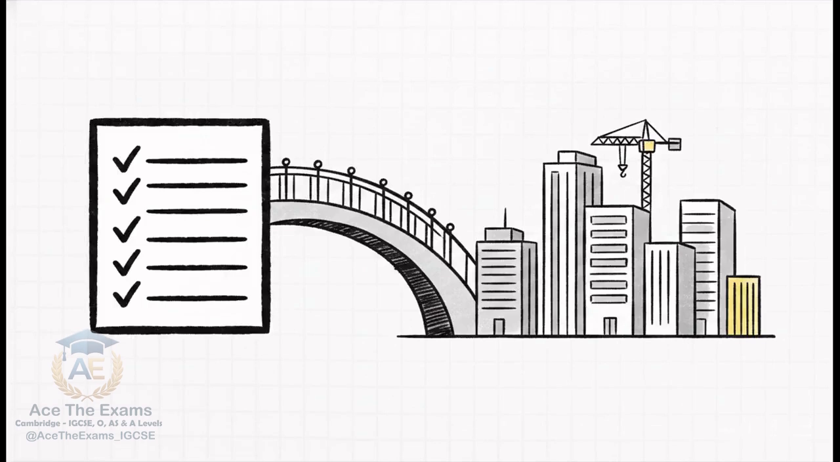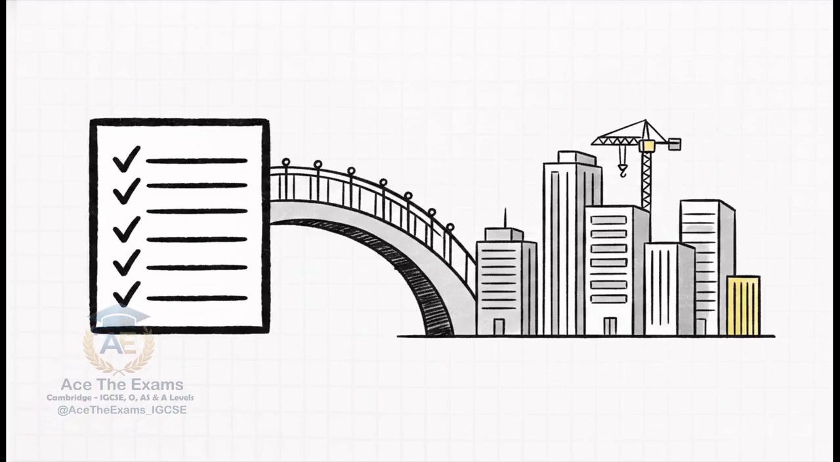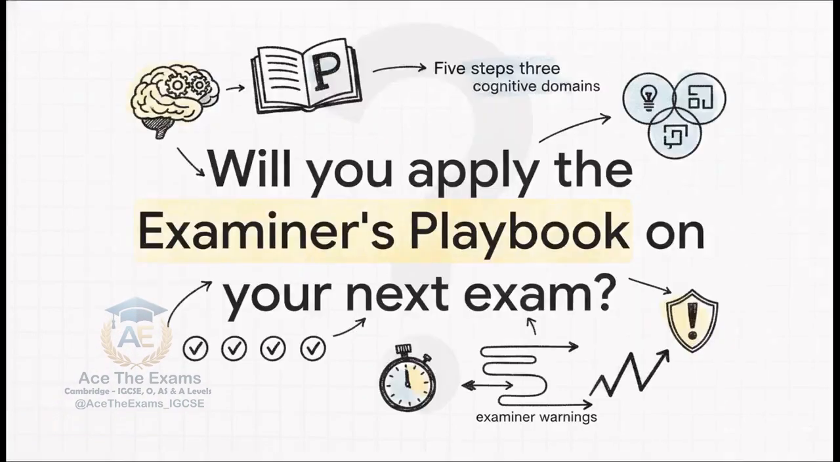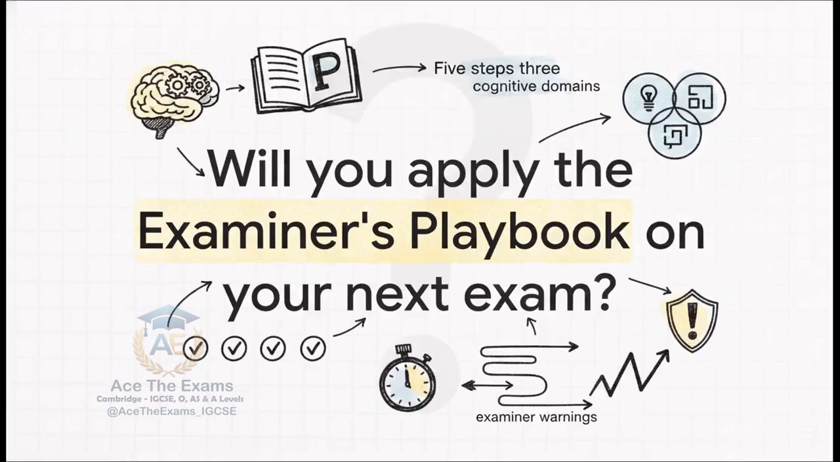Now, listen closely. Students who implement these computer science strategies see an average improvement of 2 grade boundaries, but only if they practice consistently with our weekly videos. So we arrive at the final question. When you sit down in that exam hall, will you rely on fragile memorization like Alex and Sam used to? Or will you apply the examiner's playbook?